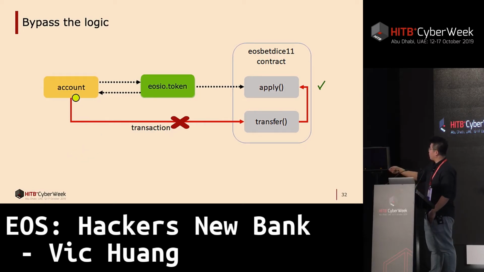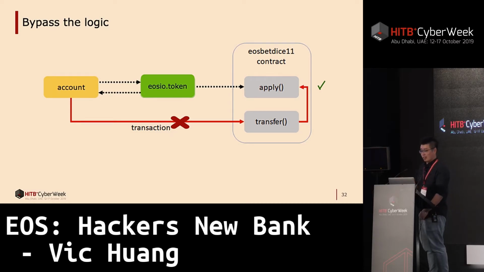Actually, the first kind of attack is that a hacker's account can directly use push actions to call the transfer function in the smart contract. So he uses the money inside the game contract and transfers it to the apply, using its own money as the bet money. So the hackers don't have to spend even some EOS, and he can play the game.